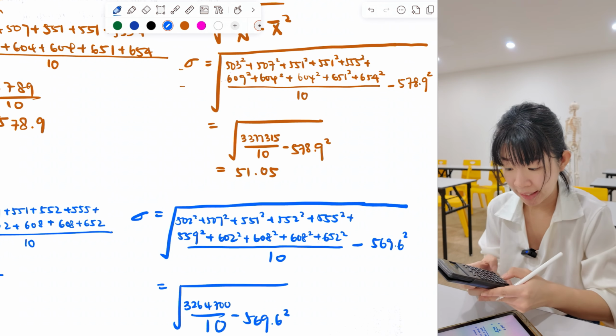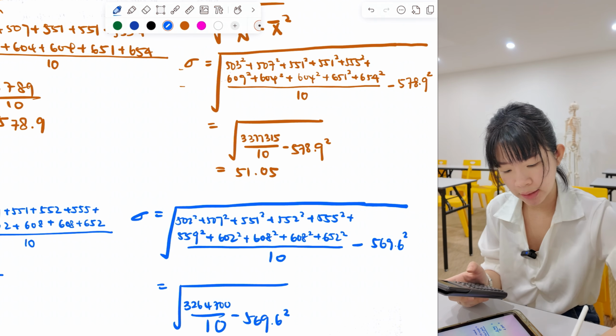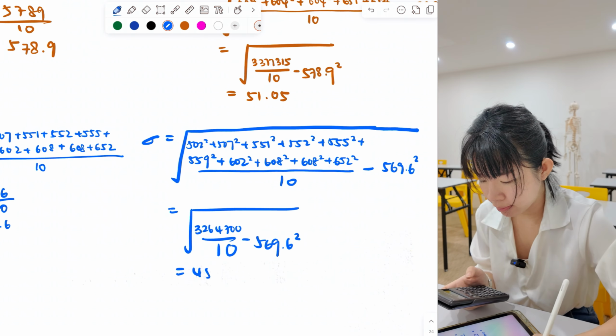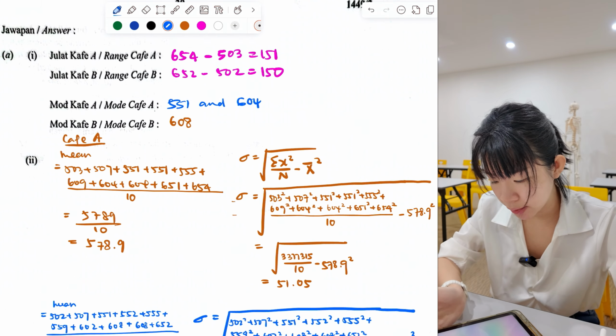$3,264,700. Okay, divide by 10, minus 569.6 squared, then square root the answer. So we get 45.01. Okay, so now we get 6 marks. Let's see what the next question is.